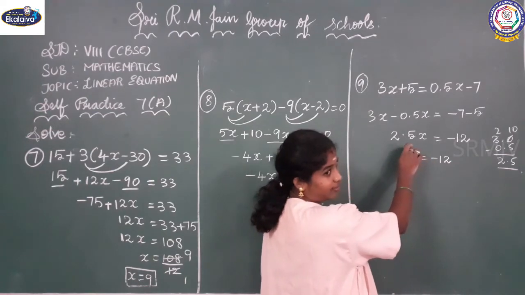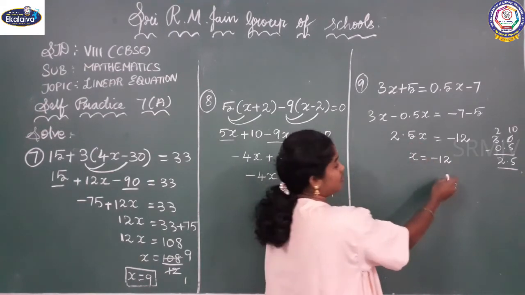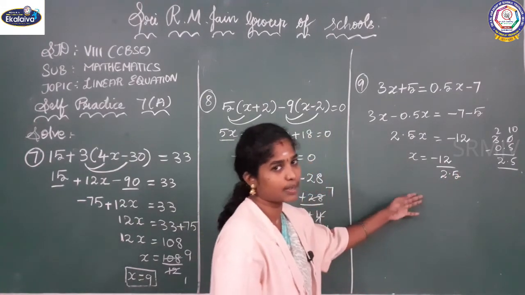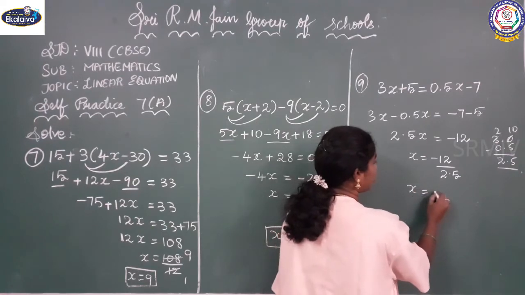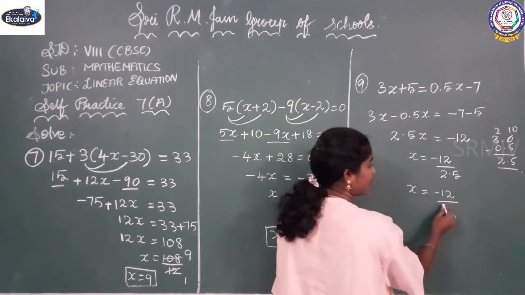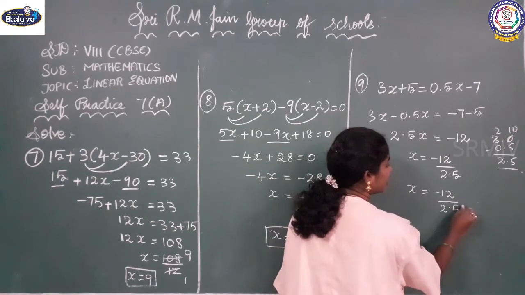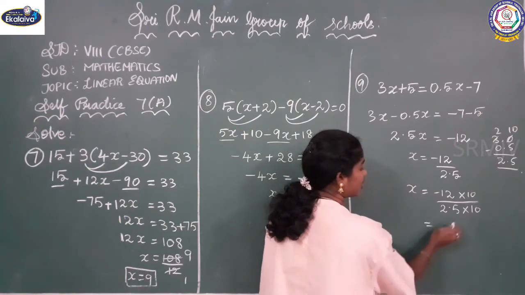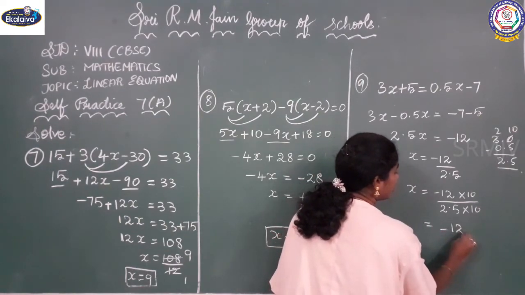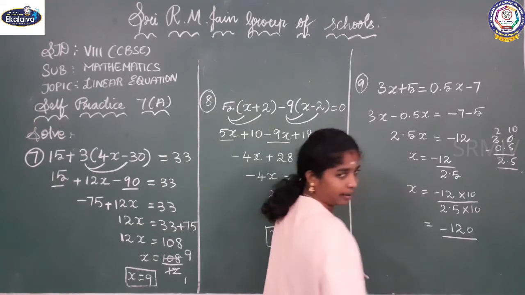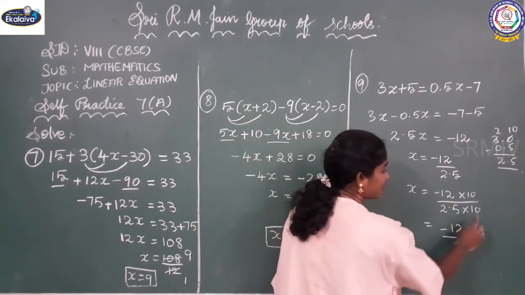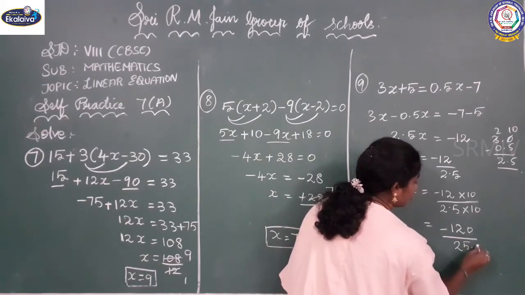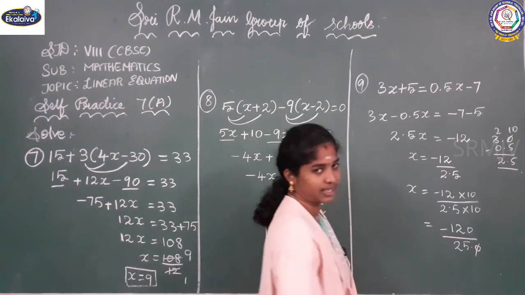Now x is equal to minus 12, this 2.5 into 2.5 becomes division 2.5. Now I am going to change this as a whole number to cancel. So how can I do? Here we have one decimal place. So I am going to multiply and divide it with 10. When I do like this, what I will get? Minus 120 divided by 2.5 into 10, we will get 25.0. There is no value for this 0 after the decimal.